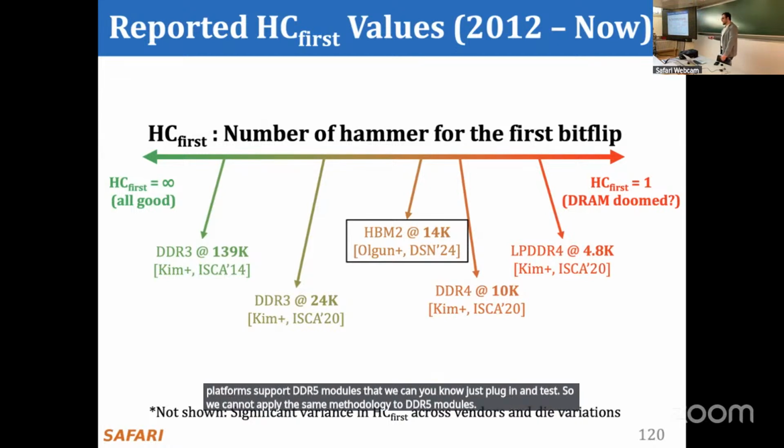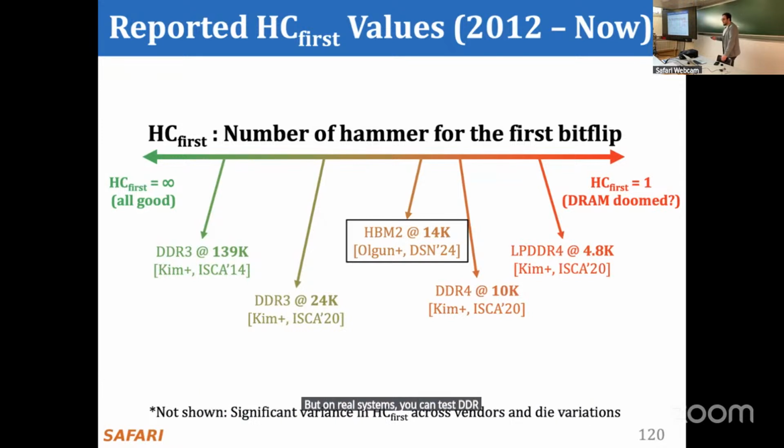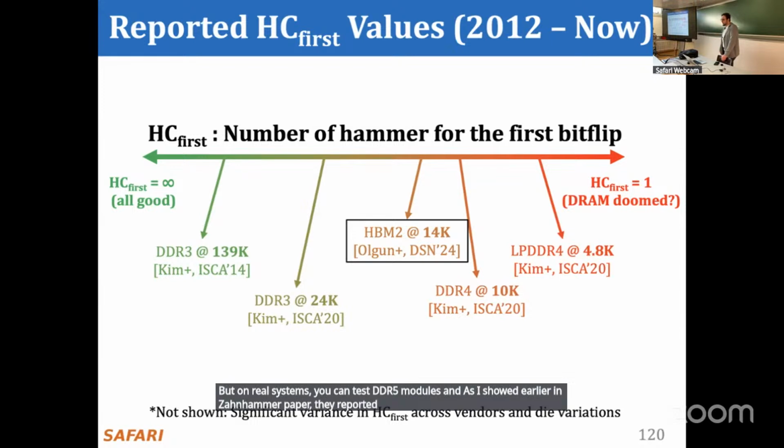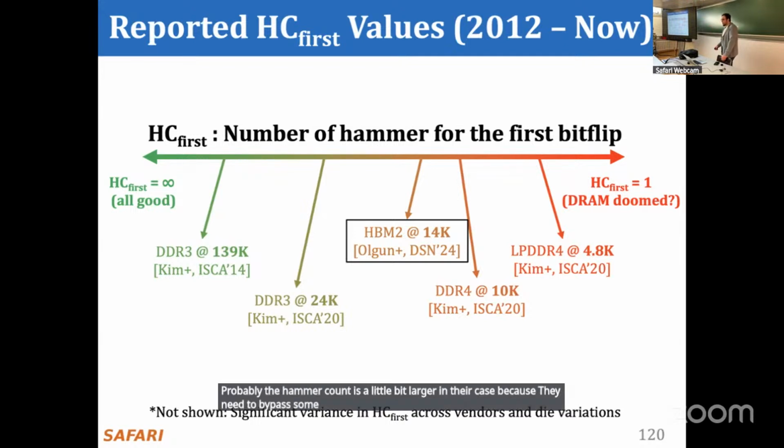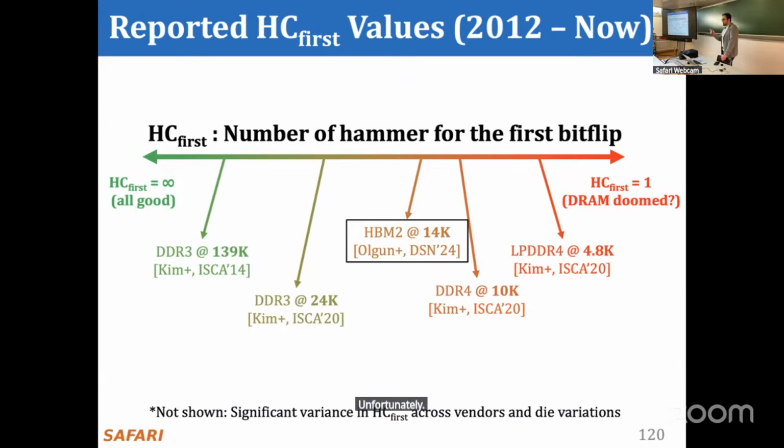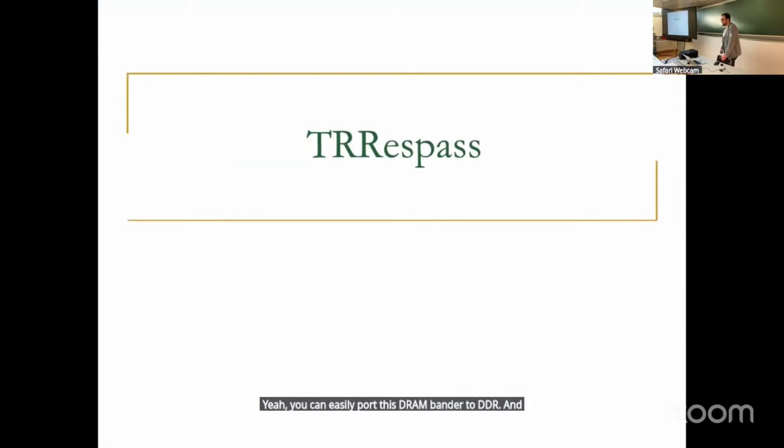But on real systems, you can test DDR5 modules. And as I showed earlier, in the RowHammer paper they reported some bit flips on DDR5 modules as well. Probably the hammer count is a little bit larger in their case because they need to bypass some mitigation mechanisms. Unfortunately, we cannot observe the phenomenon at the circuit level for DDR5 yet. Yeah, you can easily port this DRAM tester to DDR5, and you can run the same tests.